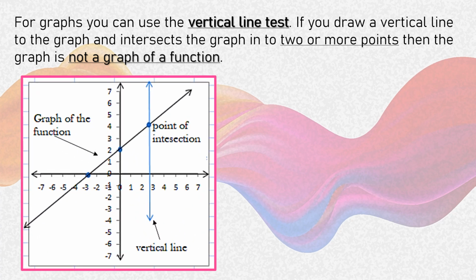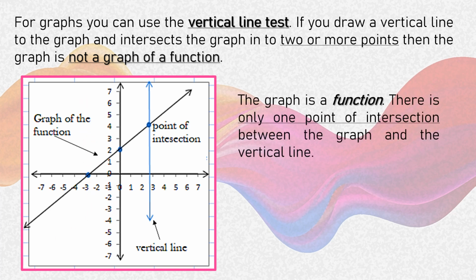So we have the given graph. As you can see, we have here the diagonal line wherein kinonect natin yung tatlong points, and then naglagay tayo ng point of intersection or yung vertical line. It's either dito sa line na ito, pwede rin dito, or dito sa kaliwa. So as you can see, we only have one point of intersection. So thus, the graph is a function. There is only one point of intersection between the graph and the vertical line.